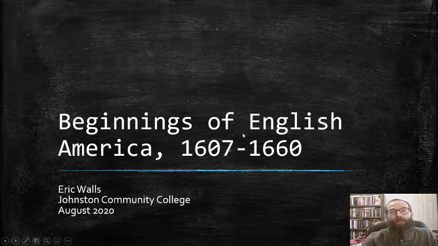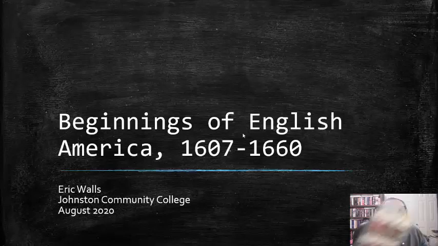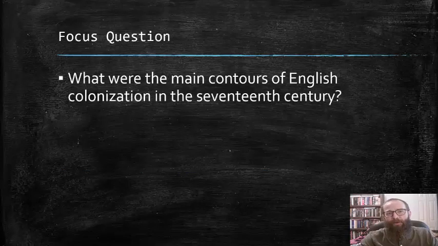Once again, everybody, and welcome to the second set of lectures covering Chapter 2 in your fine textbook, Give Me Liberty by Eric Foner. And we will be covering today the beginnings of English America from roughly 1607 to 1660. Start off with the focus question for this section. What were the main contours of English colonization in the 17th century?